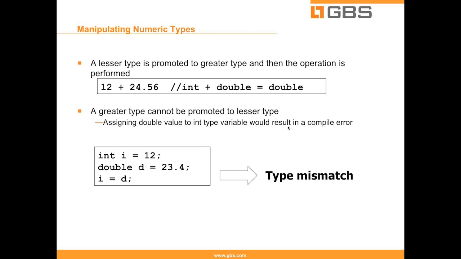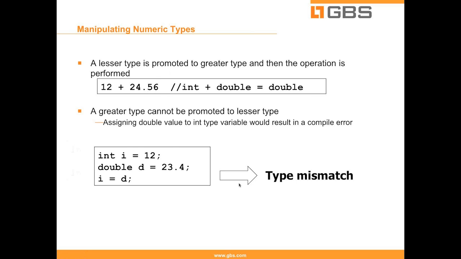If you want to manipulate those numeric types, we have the notion that lesser types can be promoted to the greater type. So I can perform operations like 12 plus 24.56, which is an int plus a double, and that will result in a double, because the int will be cast up to a double before the operation is performed. What you can't do is say int i is equal to 12, double d is equal to 23.4, and then i is equal to d, because that's going to result in a compiler type mismatch.